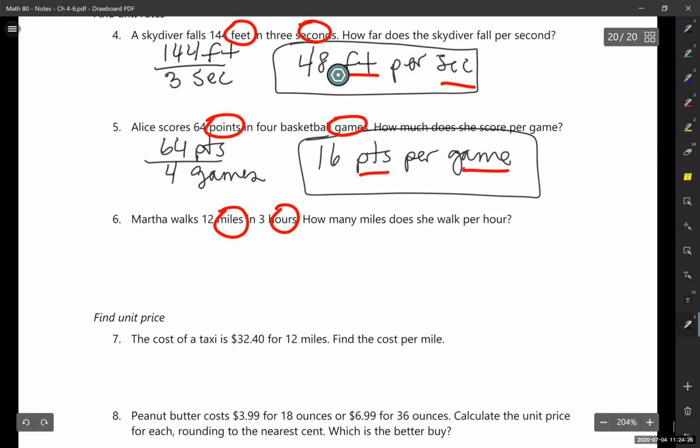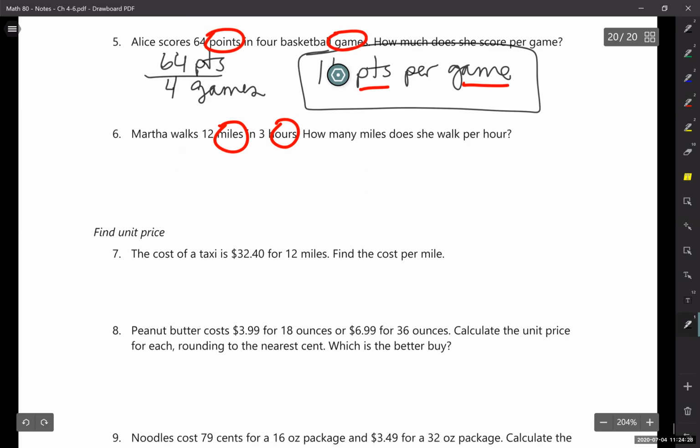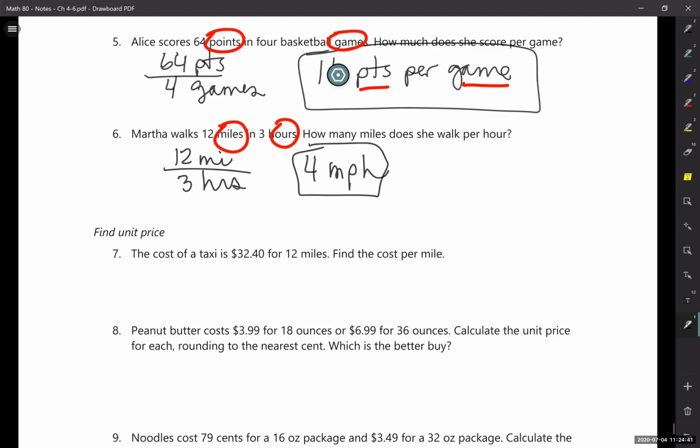So this last one, we have 12 miles in 3 hours. So we end up with 4 miles per hour. And that one we can just say MPH. That's a very common abbreviation. That's how we talk about speed, and whenever we use that rate, we use MPH.